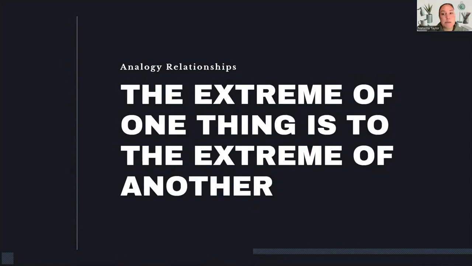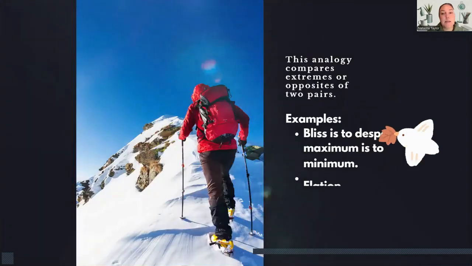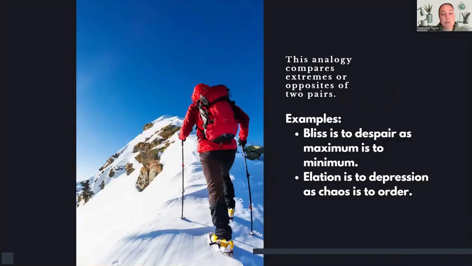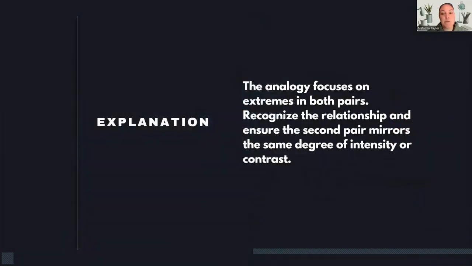Analogy relationships. The extreme of one thing is to the extreme of another. This analogy compares extremes or opposites of two pairs. Examples: bliss is to despair as maximum is to minimum. Elation is to depression as chaos is to order. Explanation: the analogy focuses on extremes in both pairs. Recognize the relationship and ensure the second pair mirrors the same degree of intensity or contrast.